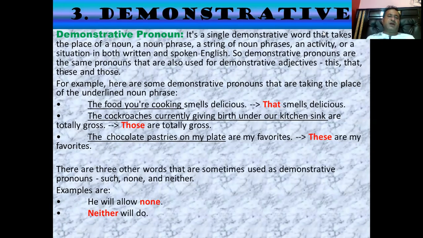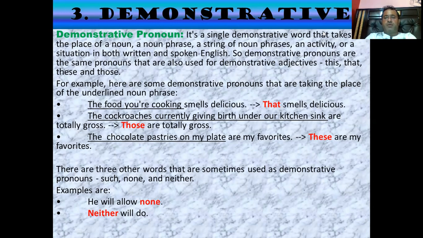So the very first is the demonstrative pronoun. It is a single demonstrative word that takes the place of a noun or a noun phrase, a string of noun phrases, an activity or a situation in both written and spoken English. So demonstrative pronouns are the same words that I already discussed with you, which are also used as demonstrative adjectives.